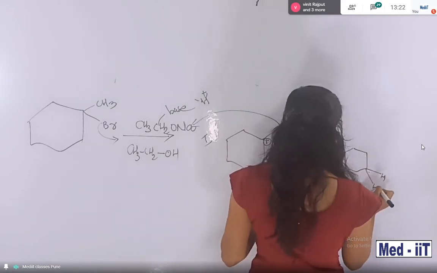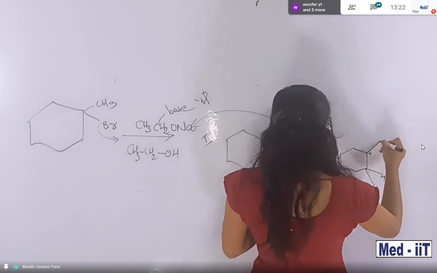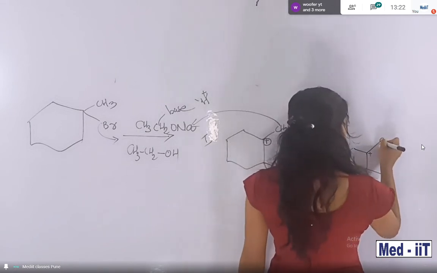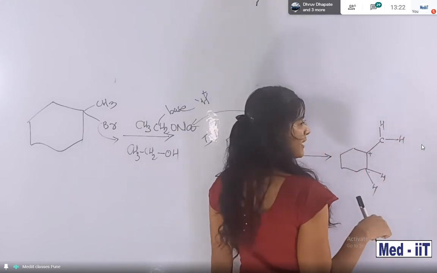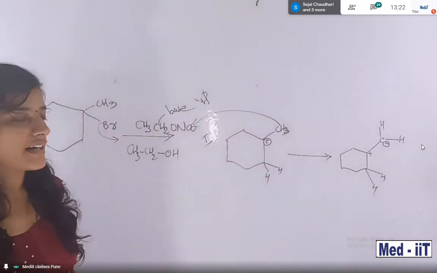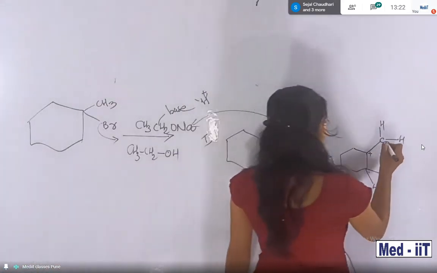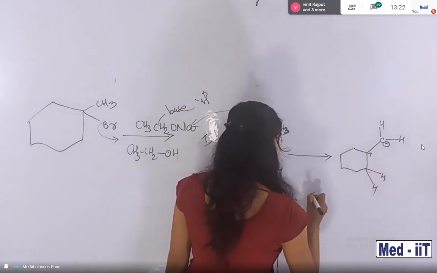Hydrogen is there, then the positive sign is there. Here the bond is there. Then carbon, one hydrogen and two hydrogen. Only the proton is removed, so the negative sign is there. This negative and positive will combine together, forming a bond.